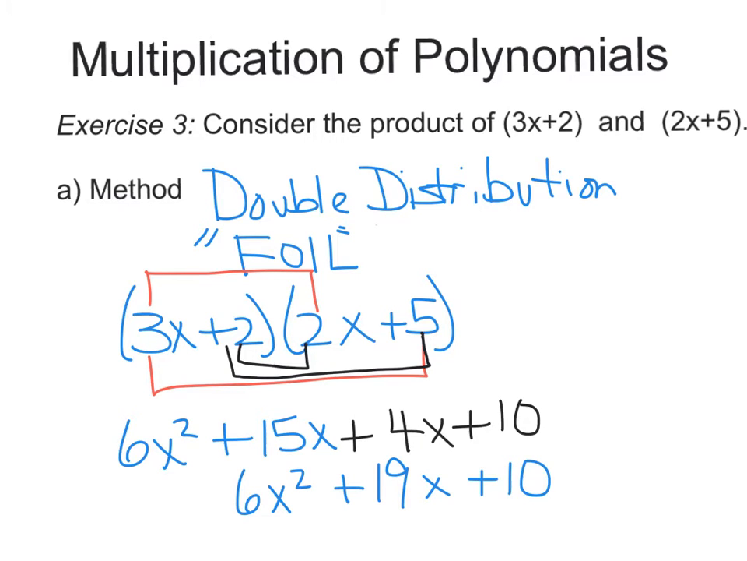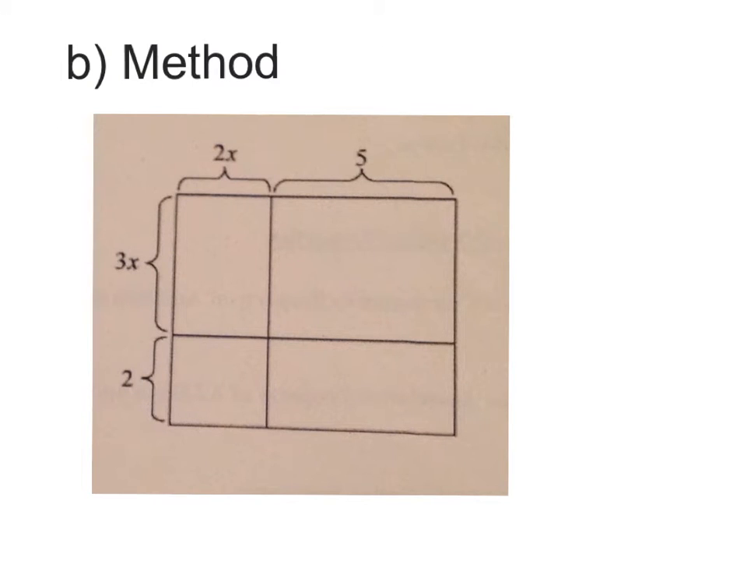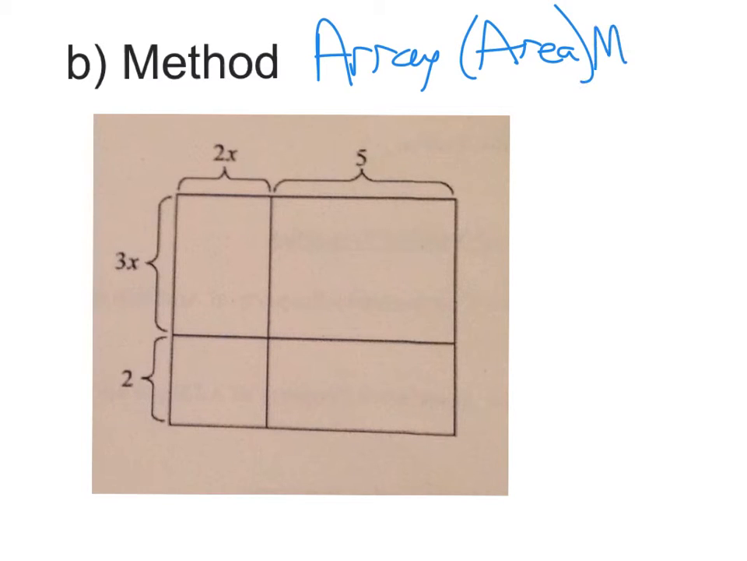Now we can also take a look at a second method to multiply these two binomials together. This method is very often referred to as either the array or sometimes area model. We may even sometimes see the word tabular when we use this method for multiplication. We are still going to multiply each term in the first binomial by each term in the second binomial, but we have set it up in a table form which shows the area.